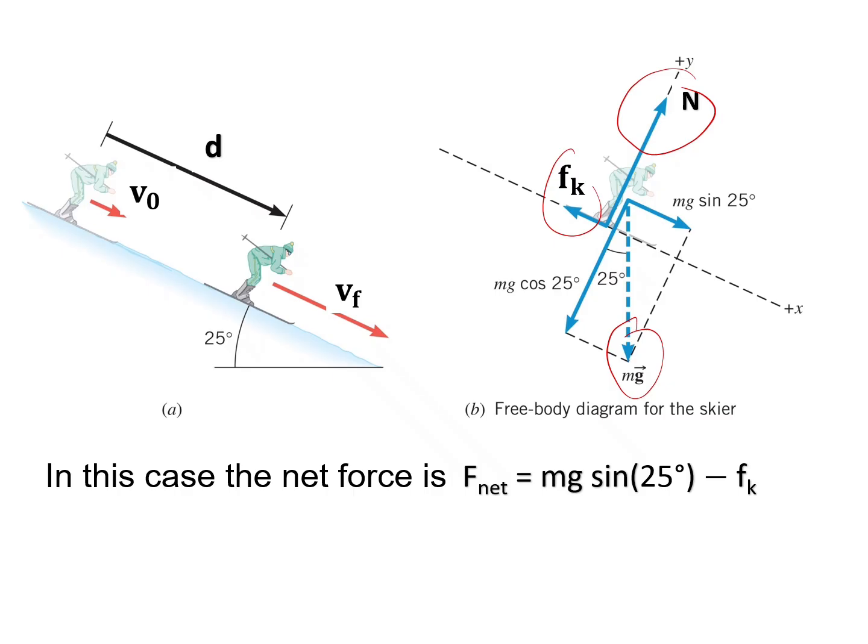To find the net force along the slope, we need the component of weight parallel to the slope. That component is mg sine 25 degrees. Since this component points downhill, it is positive if we choose downhill as the positive direction. Friction points uphill, so it is negative. Therefore, the net force along the slope is mg sine 25 minus the frictional force. This net force is what causes the skier's speed to increase as she moves downhill.